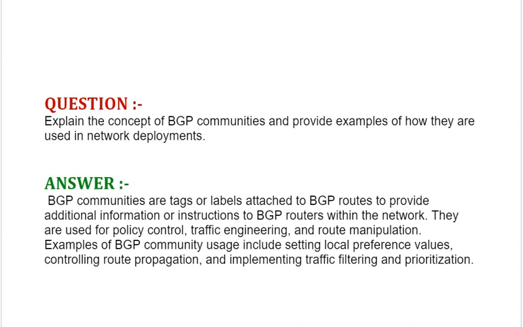They are used for policy control, traffic engineering, and route manipulation. Examples of BGP community uses include setting local preference values, controlling route propagation, and implementing traffic filtering and prioritization.